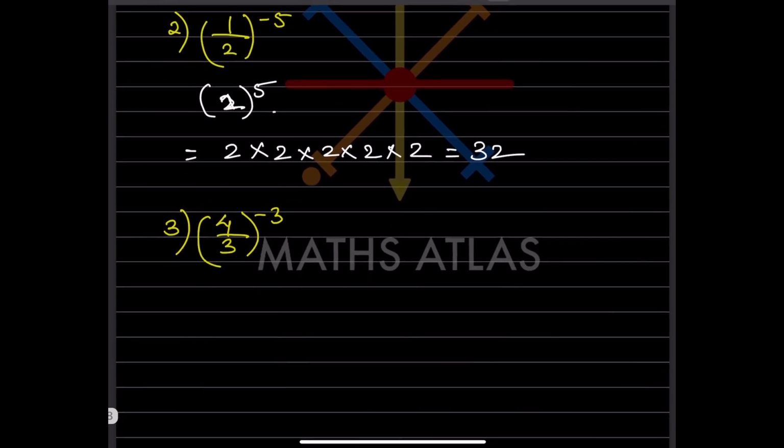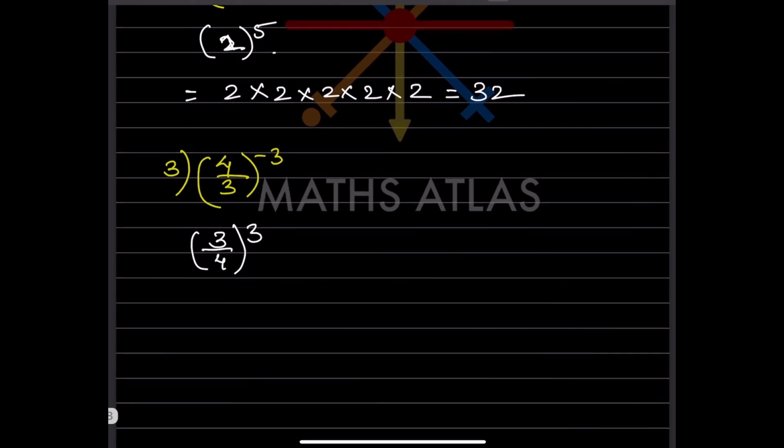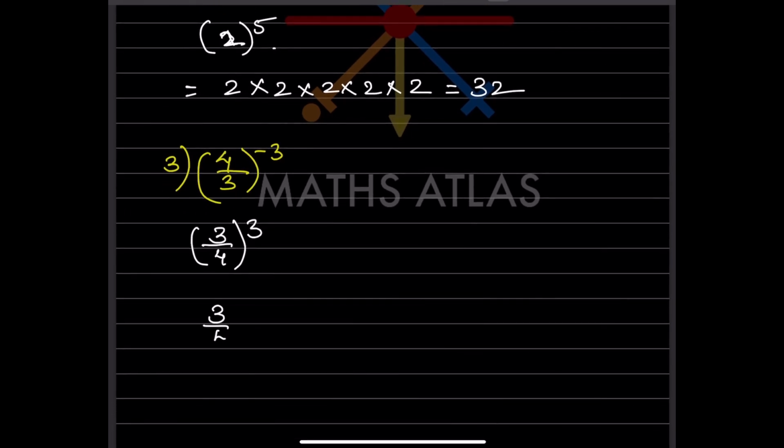Now again, when you want to make this exponent positive, you are going to flip it over. So this is going to be 3 by 4 raised to 3, and this you are going to multiply again 3 times.